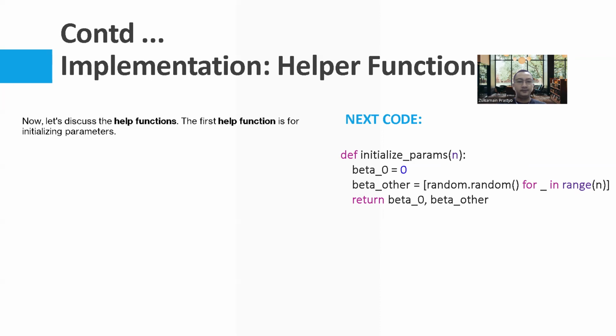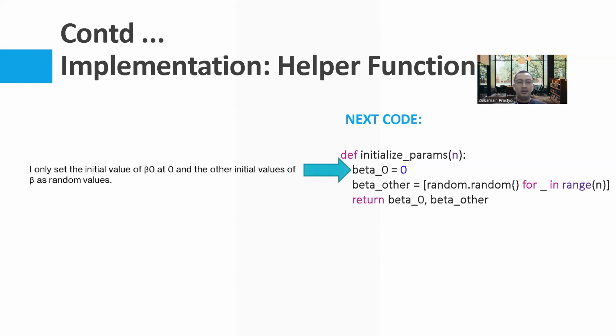The next code. Now, let's discuss the helper functions. The first helper function is for initializing parameters. In this code, I only set the initial value of beta 0 to 0 and the other initial values of beta to random values. You can look at this.